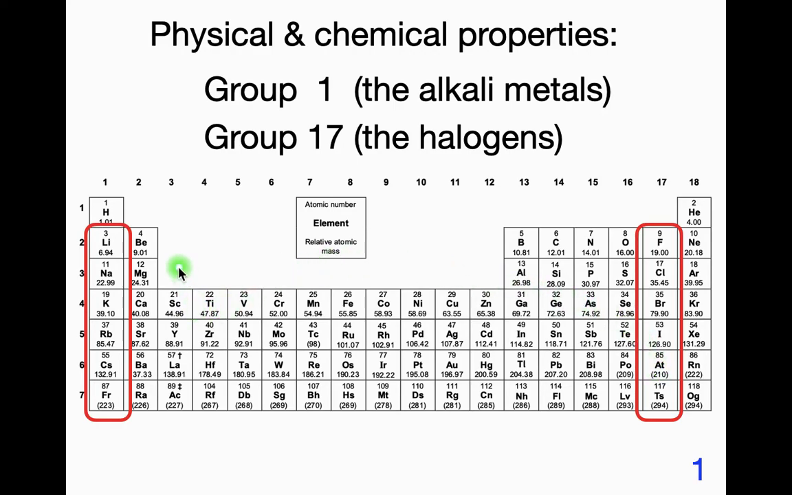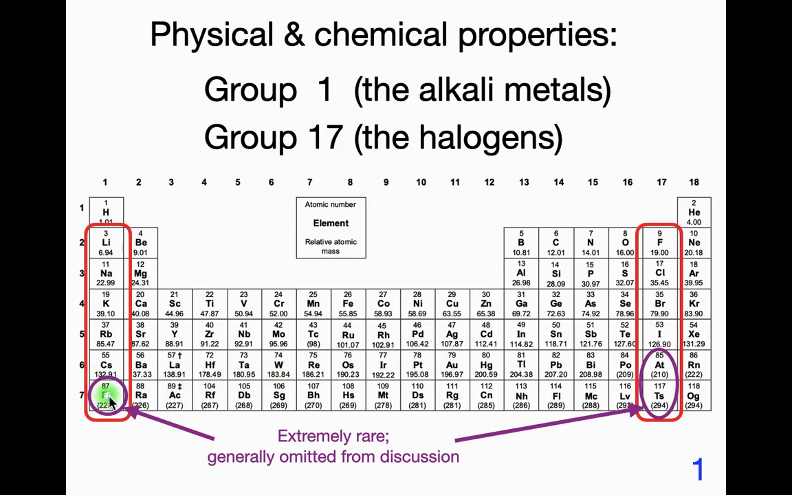Now, a couple of things though. You may have noticed in talking about the alkali metals and the halogens, there's a few elements that we ignore. Francium, astatine, tennessine, these are elements that are just extremely rare, and so by and large we just omit them from discussion. So when we're talking about the alkali metals, it's lithium through cesium. Talking about the halogens, it's fluorine through iodine.